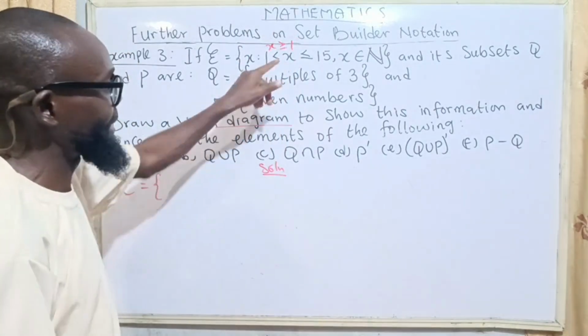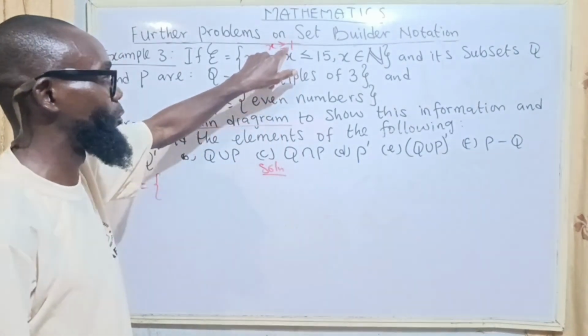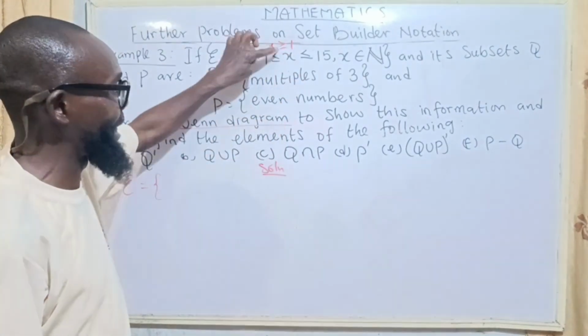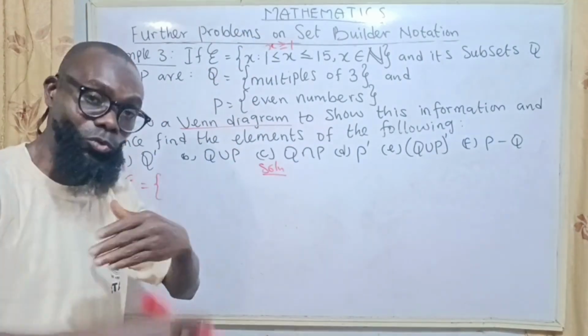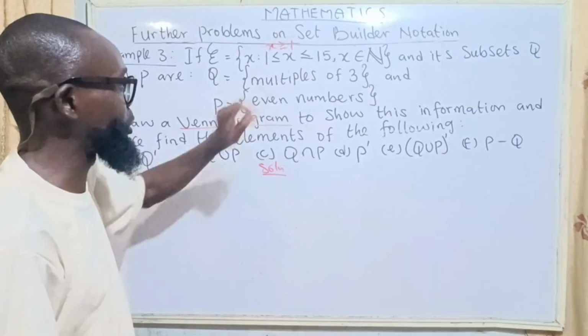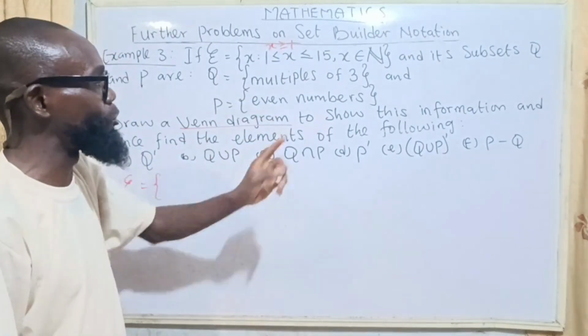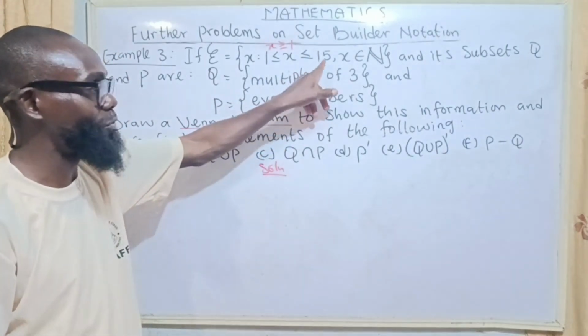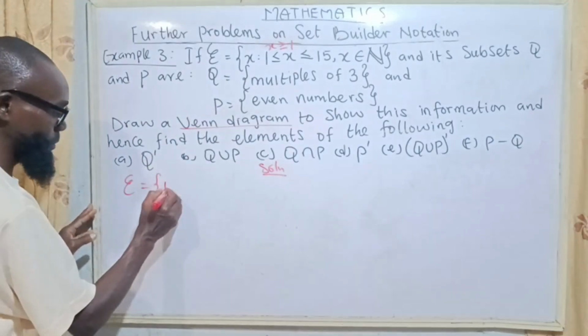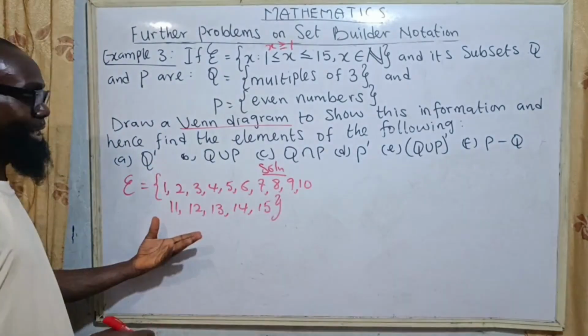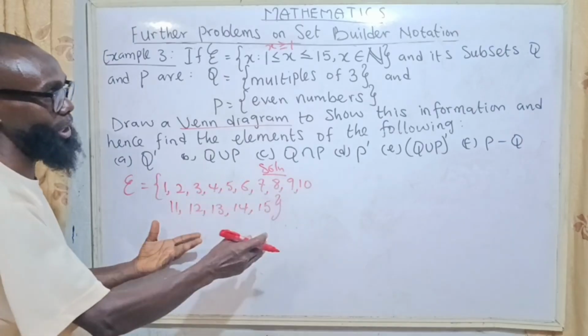Meaning, this equal to means you are starting from 1. But assuming there is no equal to here, it means you are starting from a number greater than 1, which is 2. But this equal to means you are starting at 1. And you are ending at 15 because of this equal to. So these are the universal set, 1 to 15.